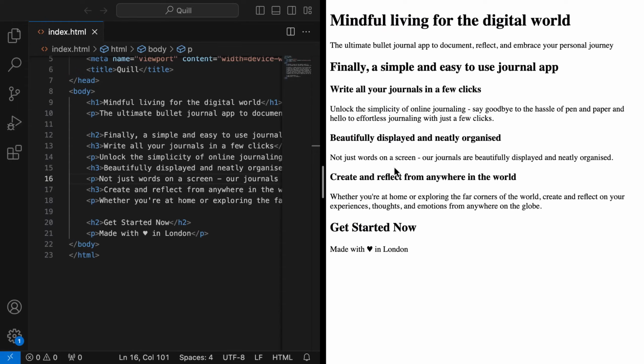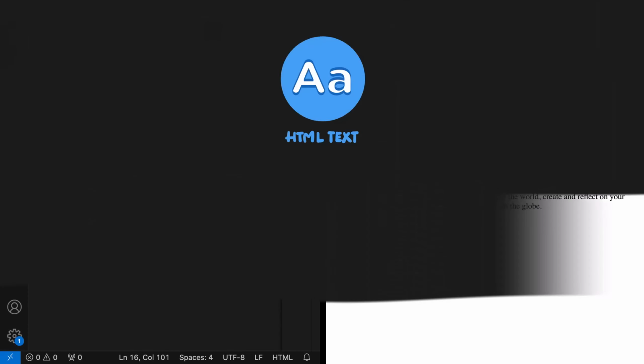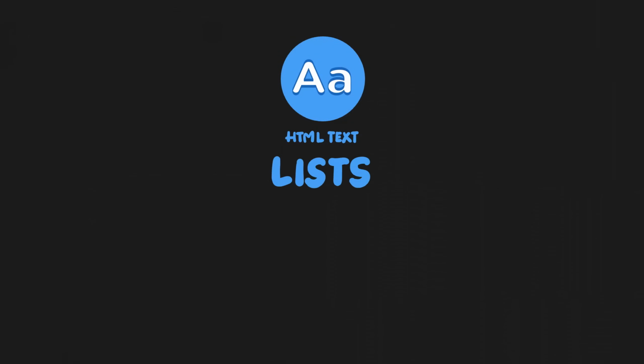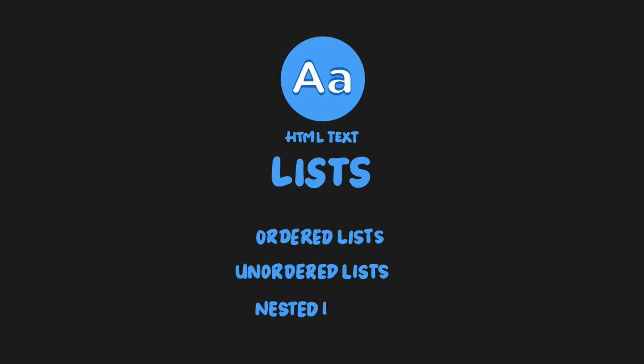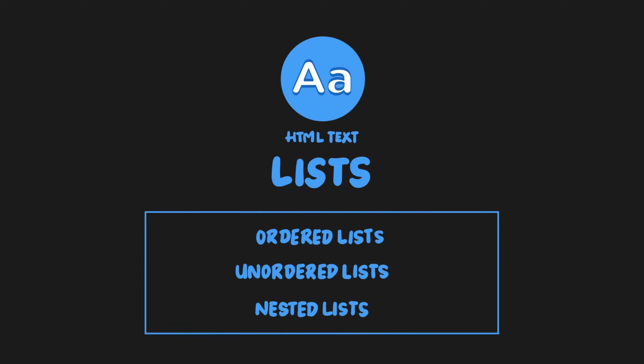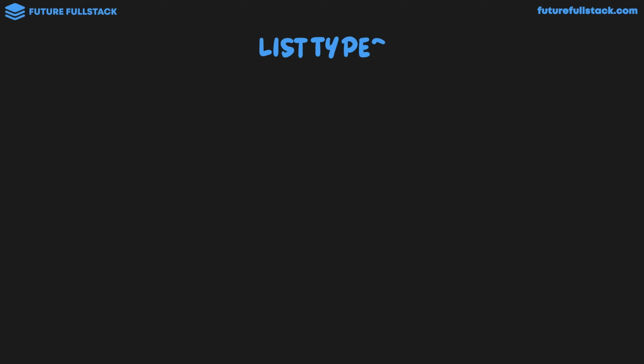Moving on, we'll see how to present information clearly by using lists. We'll be talking about ordered lists, unordered lists, and nested lists. First up, we'll be looking at the different list types.